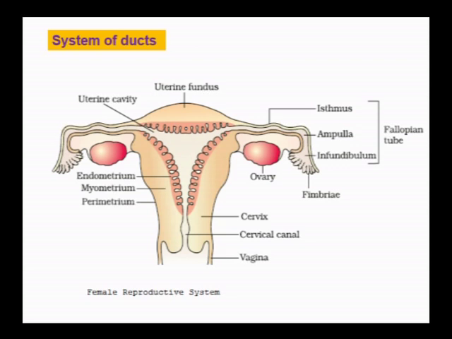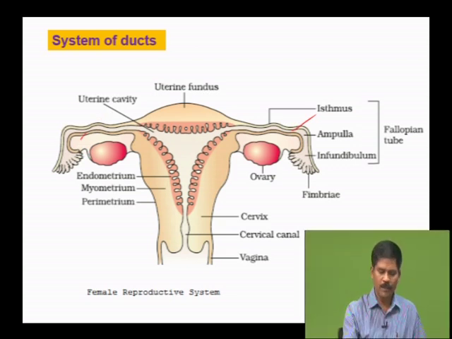Coming to the system of ducts. It includes a pair of fallopian tubes, one for each ovary, then a single uterus. Both the fallopian tubes open into the uterus. The cavity in the uterus is somewhat triangular shaped. It's also called the womb of the mother. The wall of the uterus is differentiated into three layers, namely outer perimetrium, middle myometrium, and inner endometrium. The inner lining of the uterus is the endometrium. This is the site for implantation of the embryo.